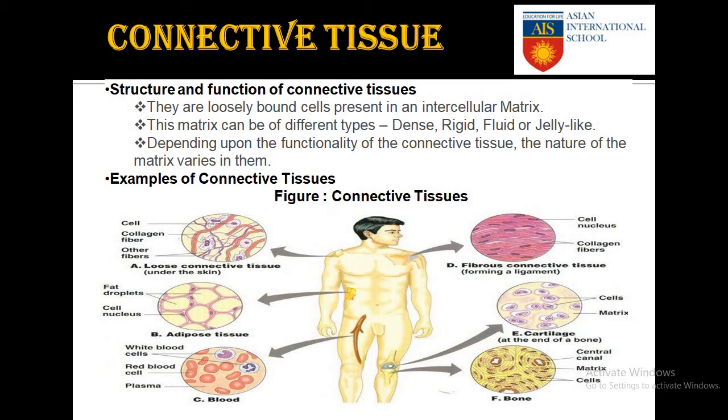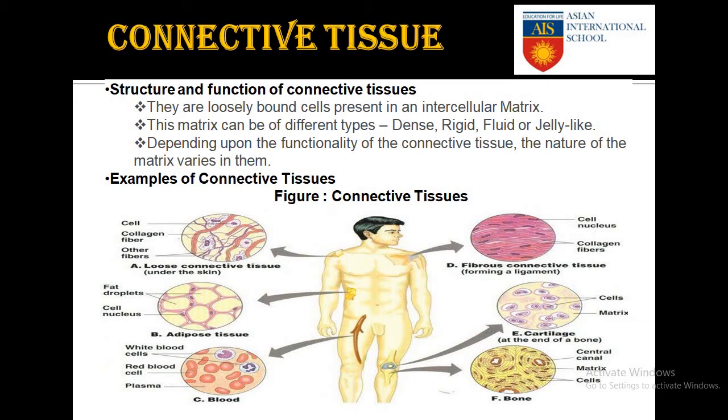The matrix can be of different types: dense, rigid, fluid, or jelly-like. The matrix means the ground substance of the cell. Depending upon the functionality of the connective tissue, meaning what function they are performing, the nature of the matrix varies.